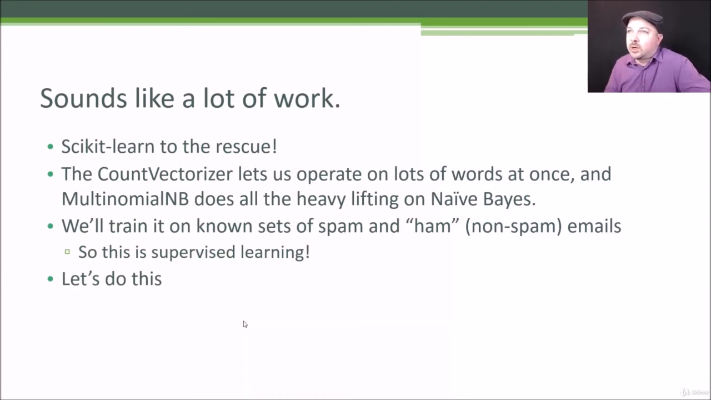So this sounds like a lot of work. The overall idea is not that hard, and scikit-learn in Python makes this pretty easy to do. It offers a feature called CountVectorizer that makes it very simple to split up an email into all of its component words and process those words individually. And then it has a MultinomialNB function, where NB stands for naive Bayes, that will do all of the heavy lifting for naive Bayes for us. So we can build a spam classifier with not a lot of code.